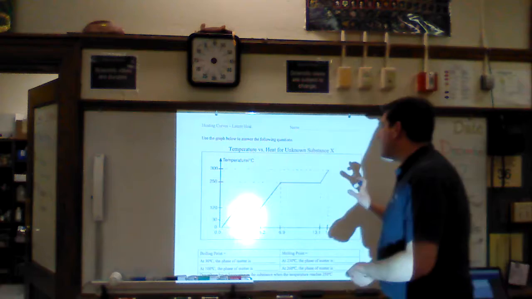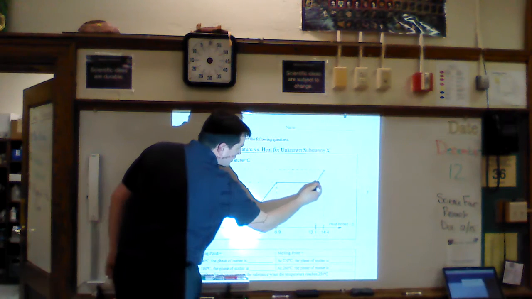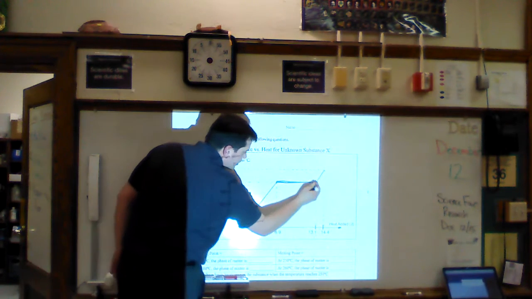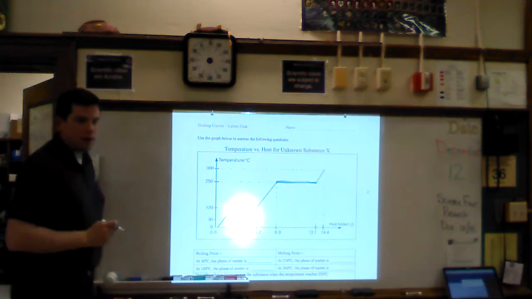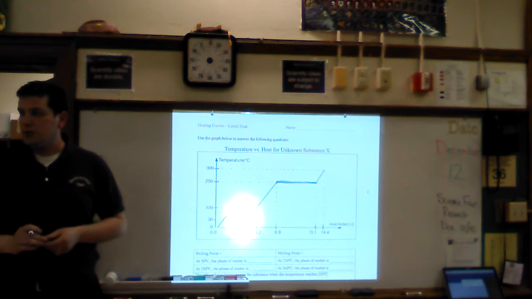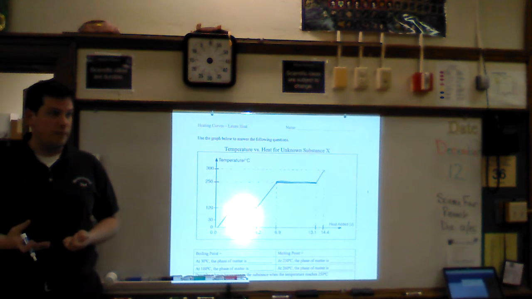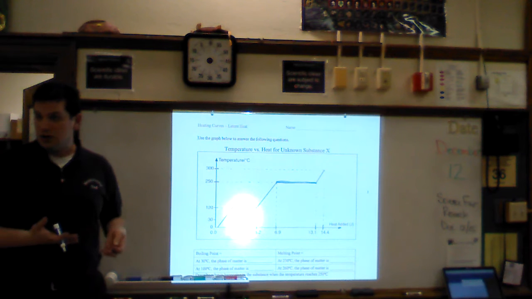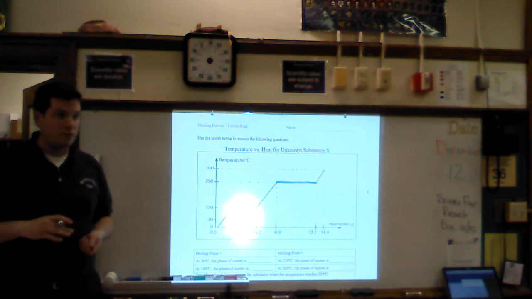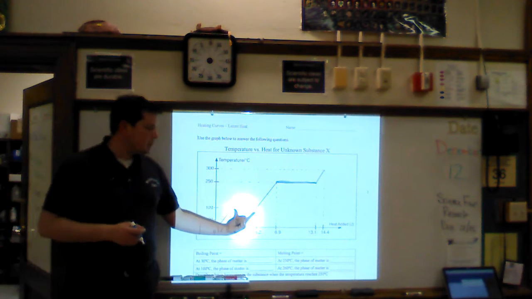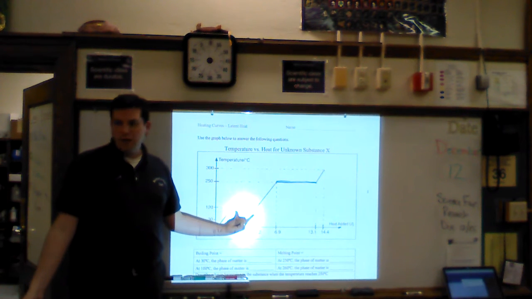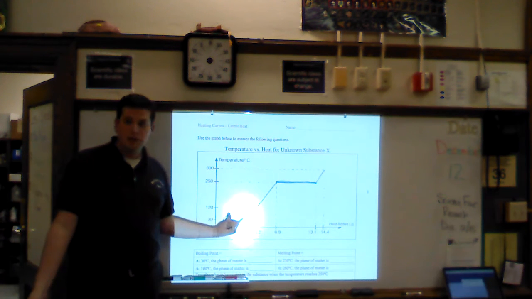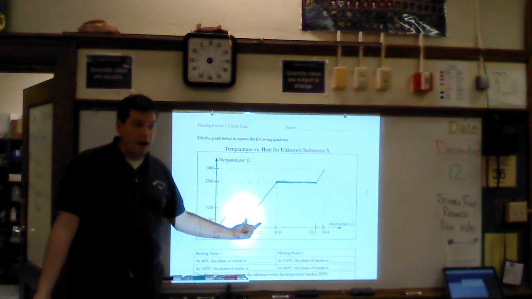All right, so the flat parts. Remember we said the flat parts. This flat part right here, and then this one, which I know is hard to see with the glare, right there. Those two flat parts represent a phase change. The temperature doesn't change. It stays flat, right? If the temperature doesn't change, and I ask you to find the Q, remember you can't use Q equals mC delta T because there's no delta T. The delta T here is nothing. It's zero. It stays flat.